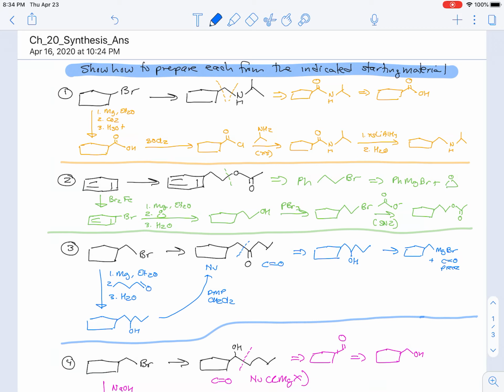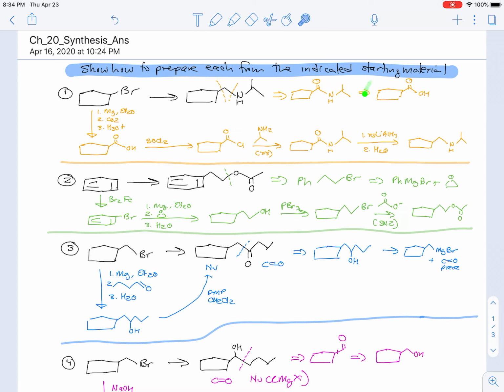Here are the worked through synthesis examples from chapter 20, and I chose to write these out in advance and just talk about them in the interest of efficiency. So we have to take this alkyl halide and make this secondary amine. The only way we have of making a secondary amine at this point is by reduction of a secondary amide. There's no other way to do it.